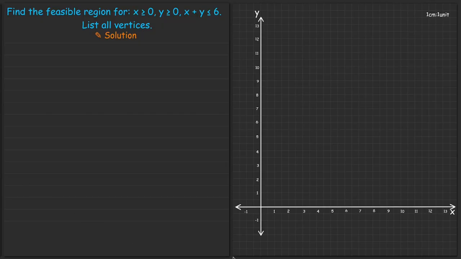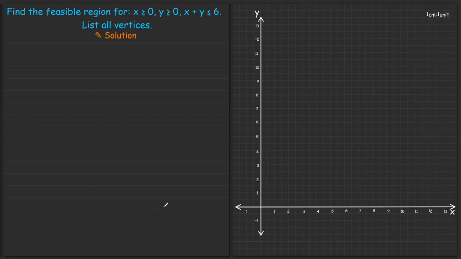So our first question here says you have to find the feasible region for x is greater than 0, y is greater than 0, and then x plus y is less than 6. Then we have to list all the vertices. This is the very first question, and it's very simple and direct. So let's look at how we can solve it.